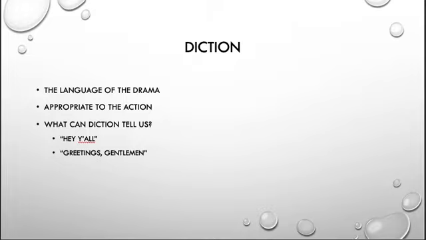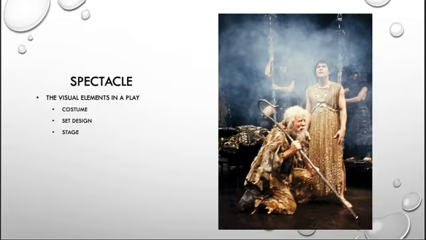Diction can give us information about time period. It can give us information about culture or geographical location or socioeconomic status. So if we're listening closely to diction, we can learn quite a lot if we're paying attention. Okay, next, spectacle. These are the visual elements in a play, okay? This can include costume, set design, or stage. So this is spectacle.